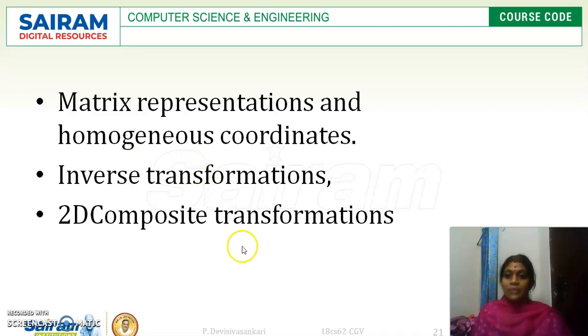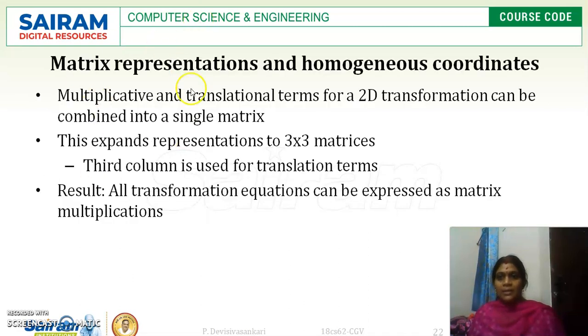And next one is the inverse transformations. And finally, the 2D composite transformations. Right. So these are the things we are going to discuss. So let us directly start with the homogeneous coordinate. What is homogeneous? Right. So the matrix representations will normally be represented by using the homogeneous coordinate.